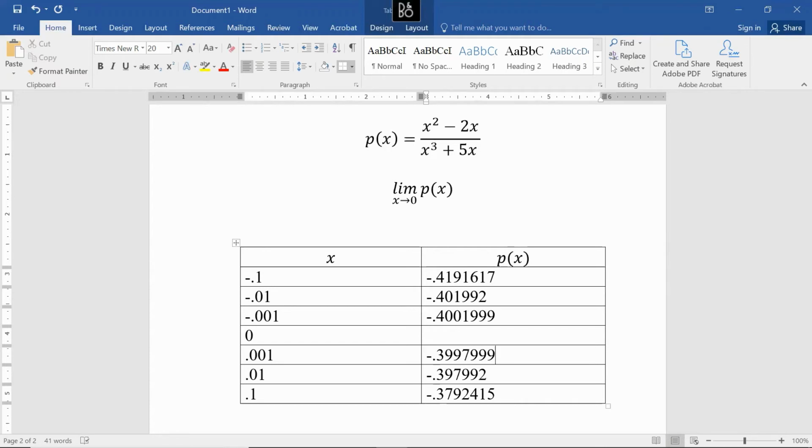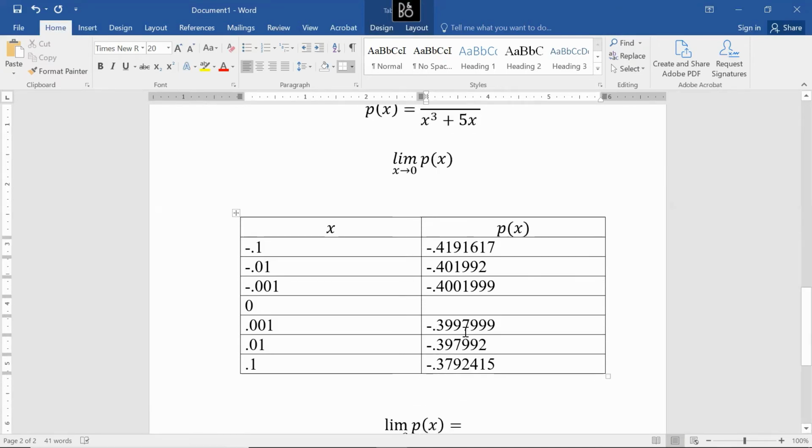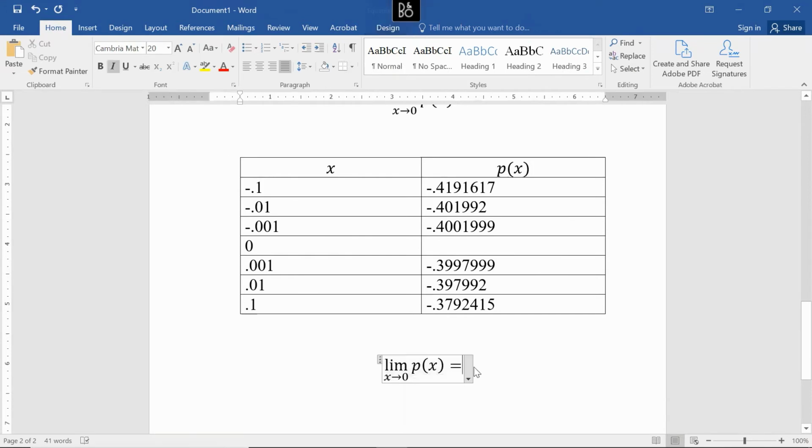So you can see the trend there, even though the output does not exist when x is 0, we still get that this function is converging towards negative 0.4 as x gets closer and closer and closer to 0.